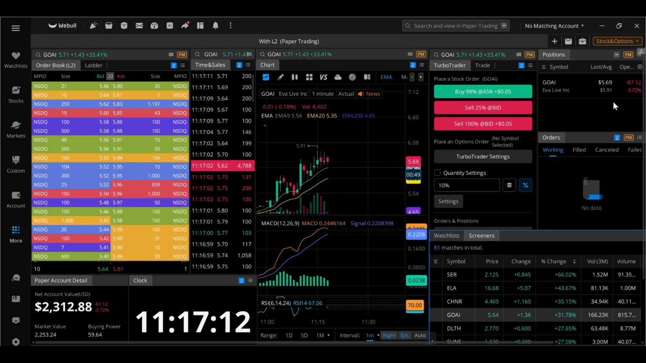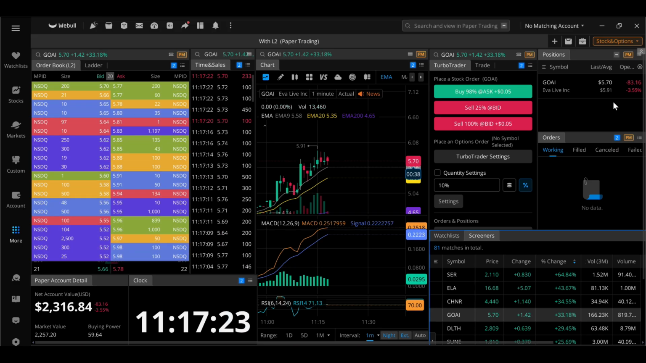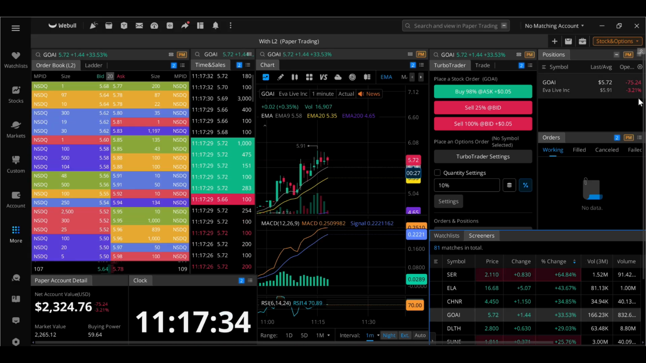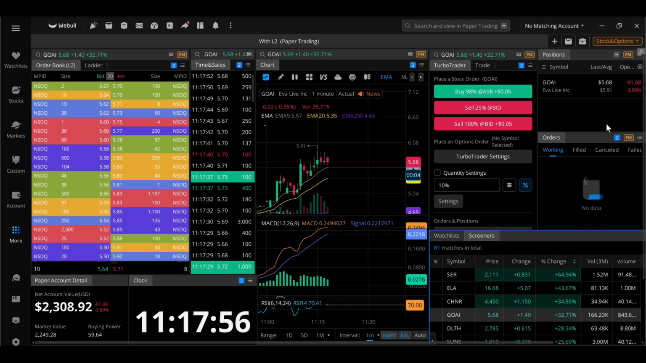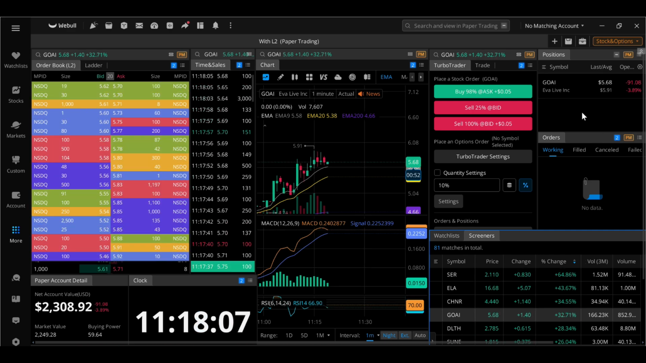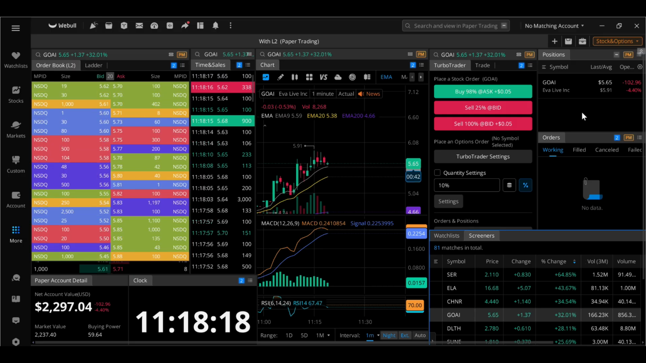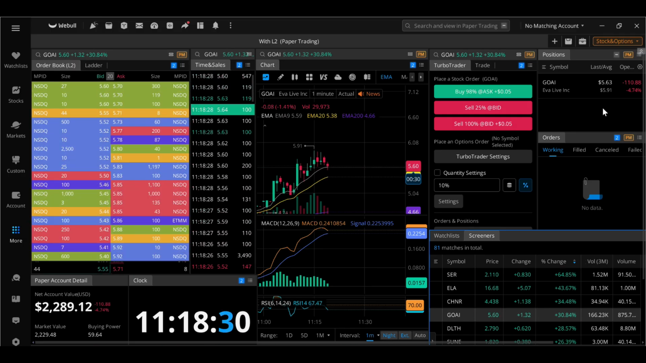Again, I should wait for further confirmation. So you can see that over the next couple of minutes, I'm holding and holding. I'm already down $90 at this point. It goes all the way to plus $100, down 6%. So I should wait for this to actually hold before I get in.